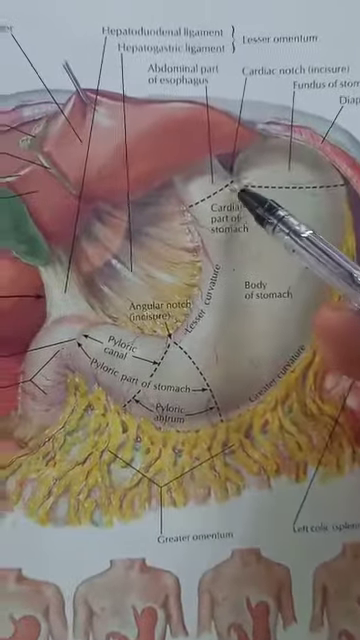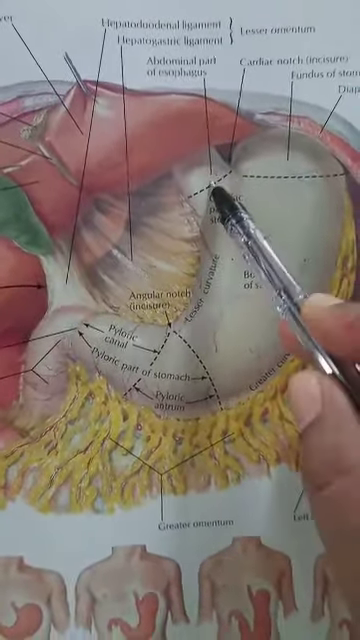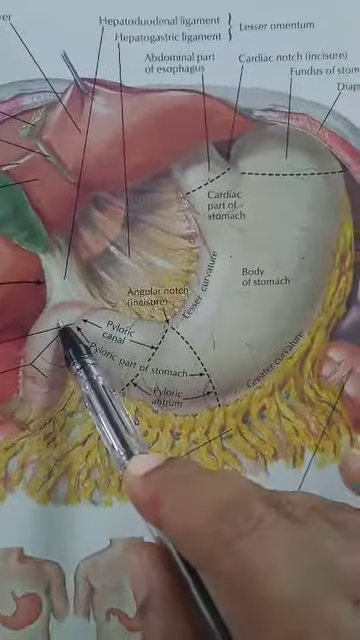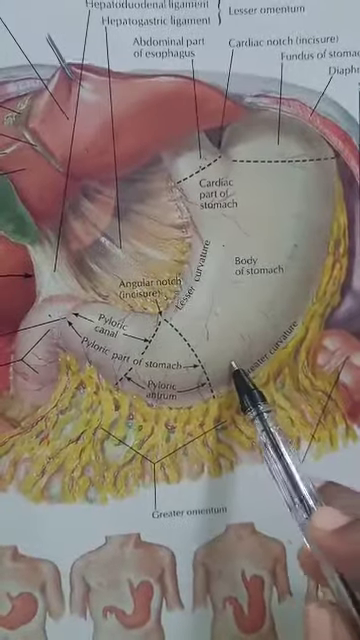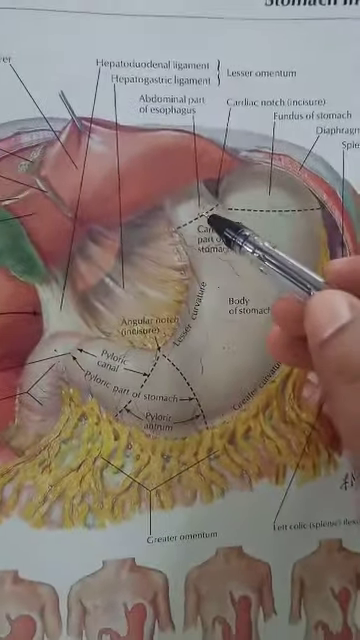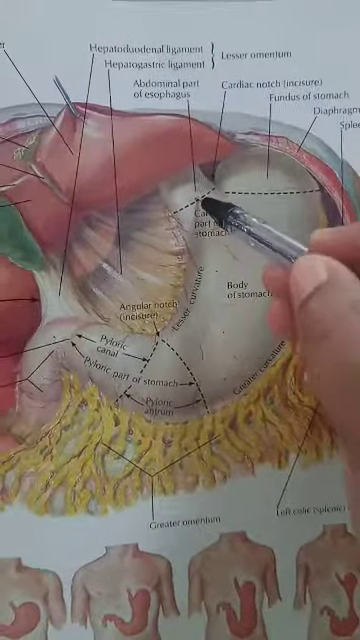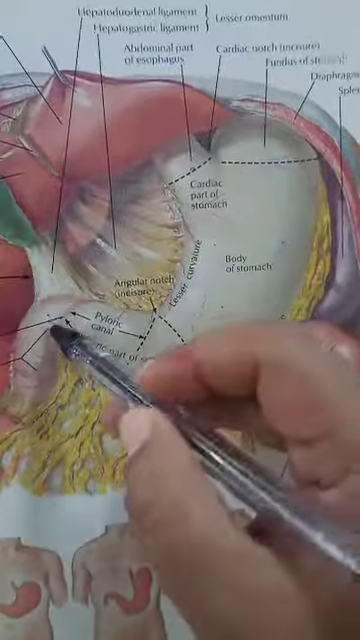Okay. So the stomach has two ends. It has two openings. Then it has two borders. Then it has two surfaces. Okay. So first one, it has two ends. Here we can see there is a cardiac end and a pyloric end.